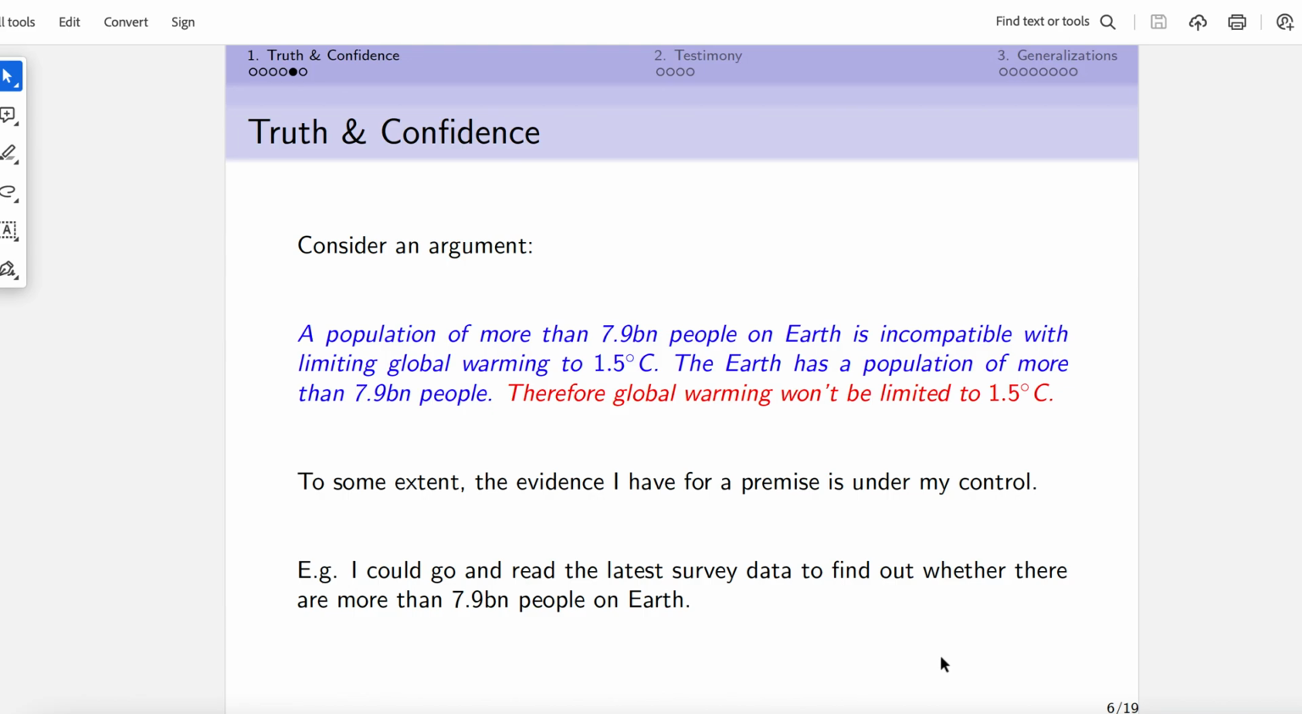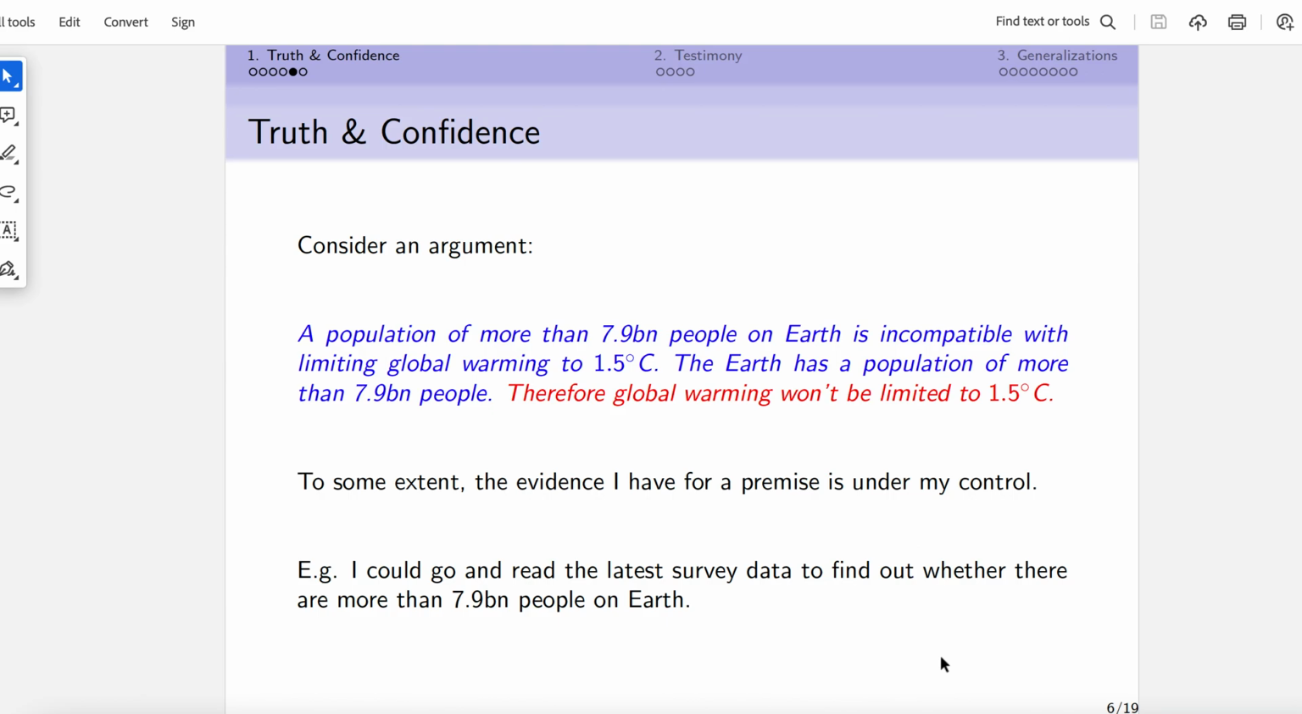So here is an argument. I've highlighted the premises, the first and the second sentence, in blue, and the conclusion in red, just to distinguish. Now, of course, when thinking about this argument, it would be reasonable to think about whether the premises support the conclusion. It's quite plausible that the premises do support the conclusion. So we might then think about the truth or falsity of the premises.